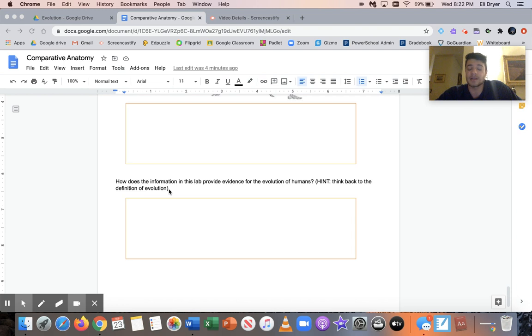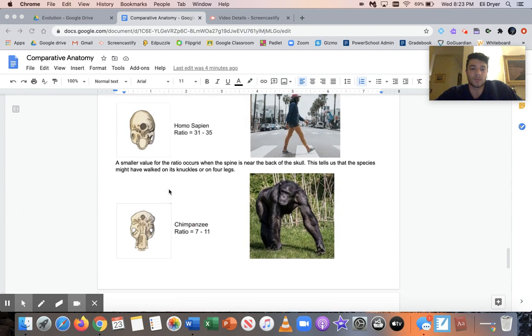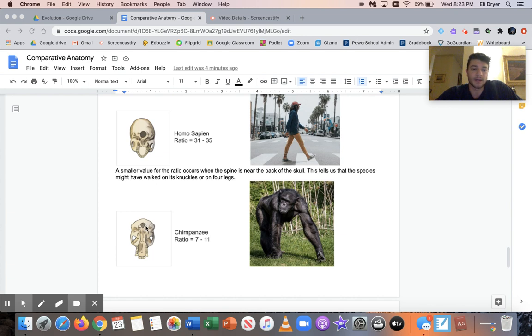And what is evolution? Evolution is just a change in a trait over time. So what's the trait that is changing? Well, there's two. Number one, the spinal opening is moving from the back of the skull to the center. And number two, because we see that the spinal opening is moving from the back of the skull to the center, we know that the animals are changing from walking on four legs to walking on two legs. That's the change in traits over time, and that is the evidence for evolution. And that's what we did today.